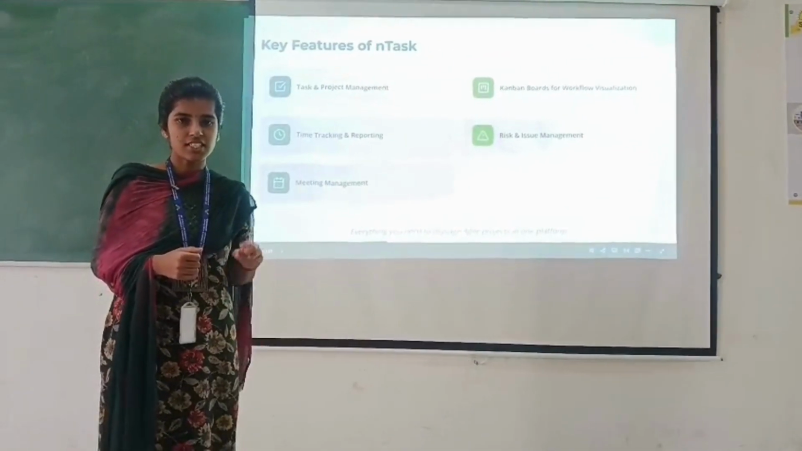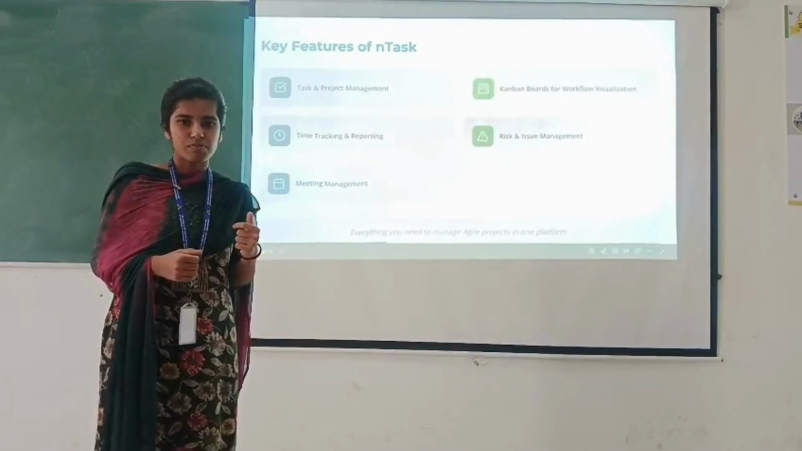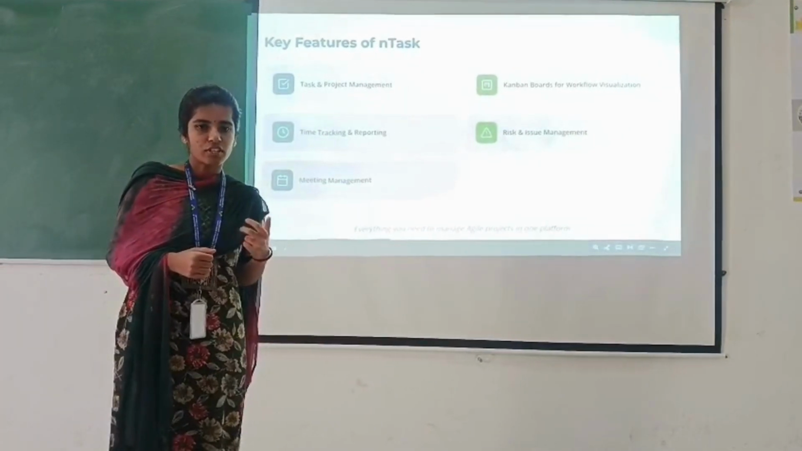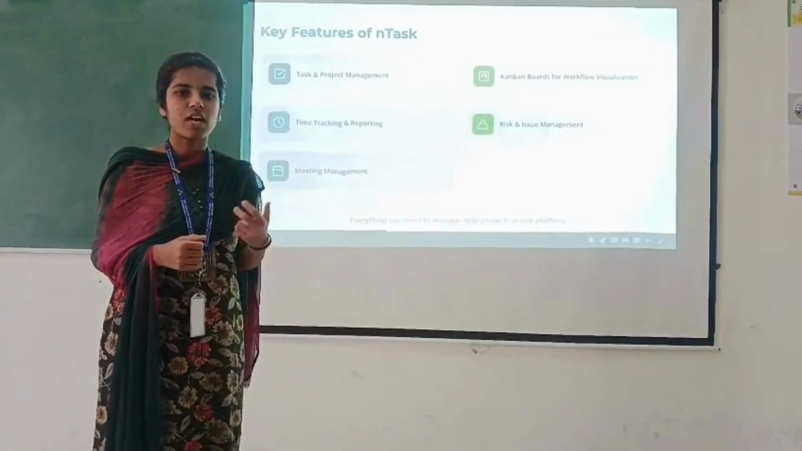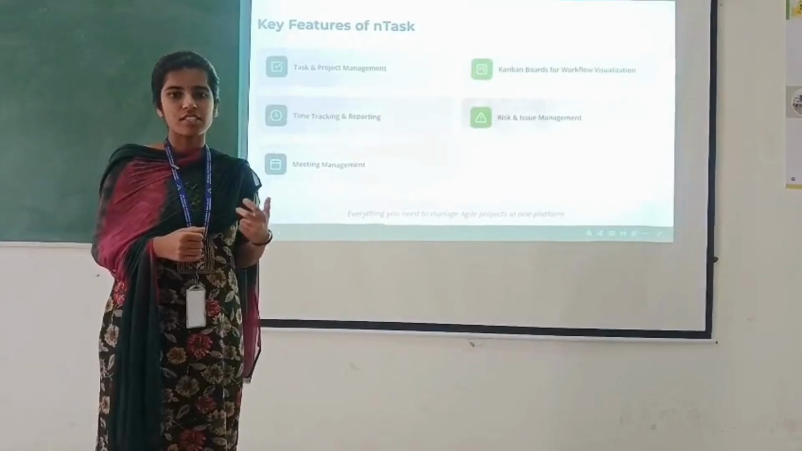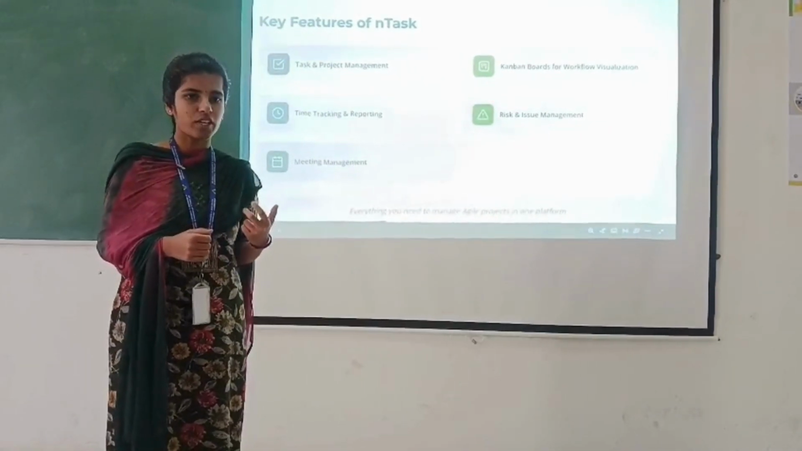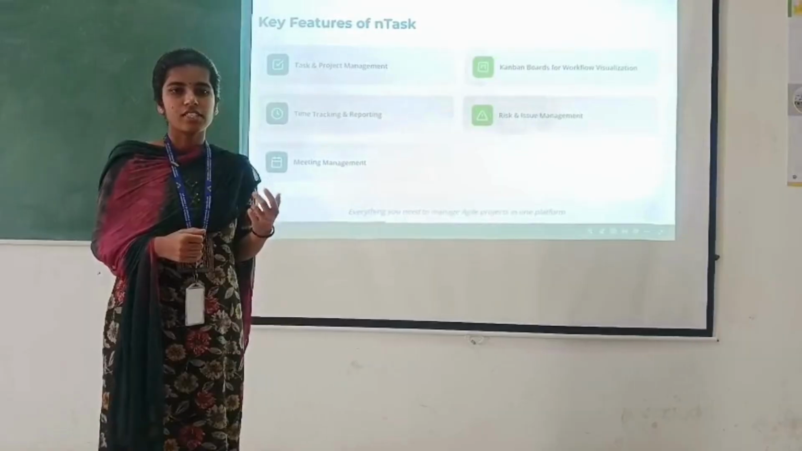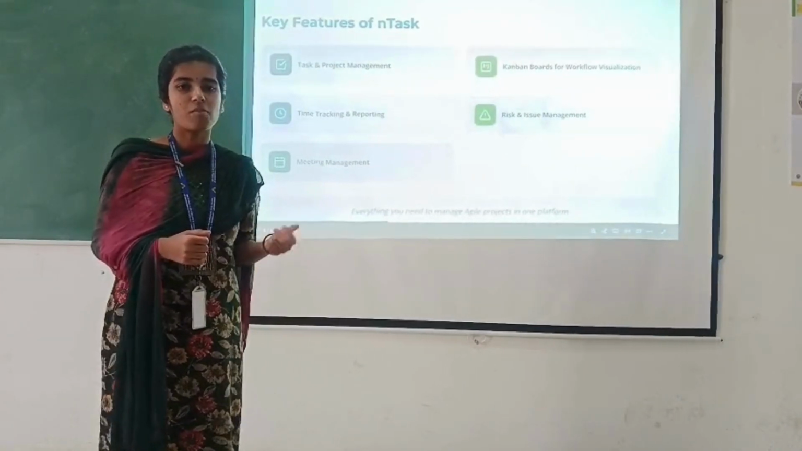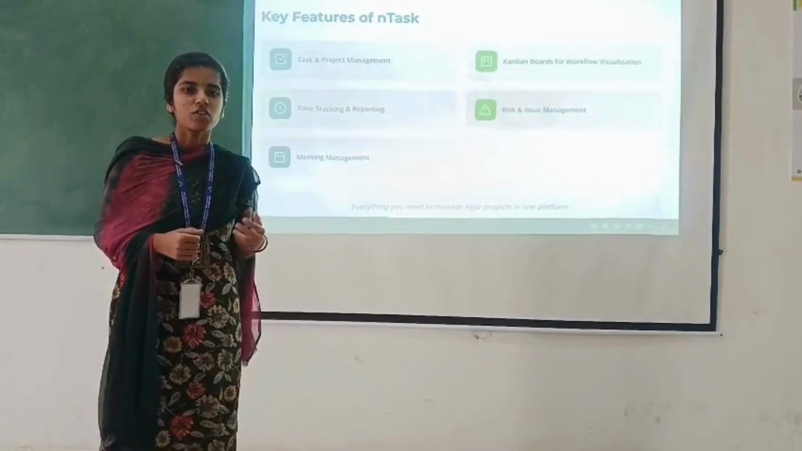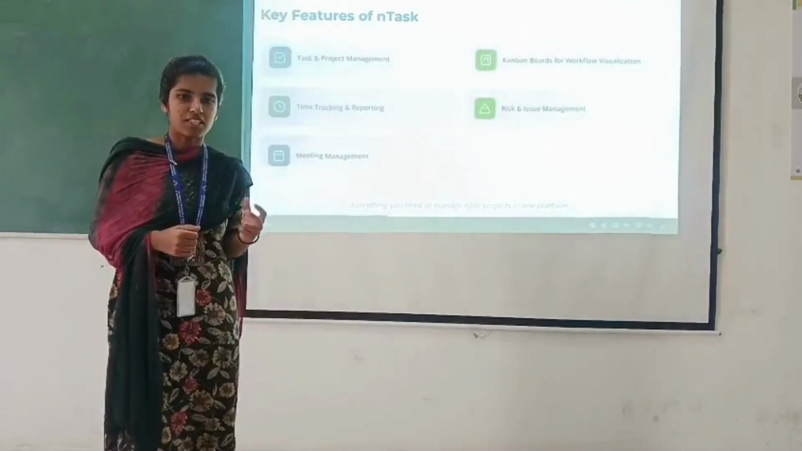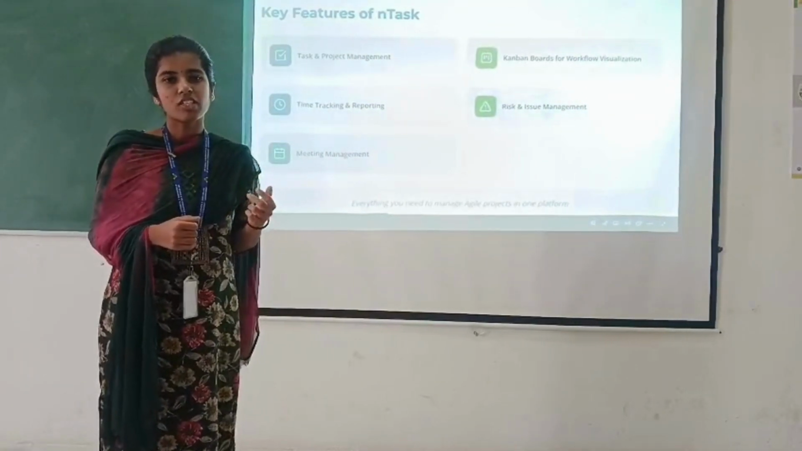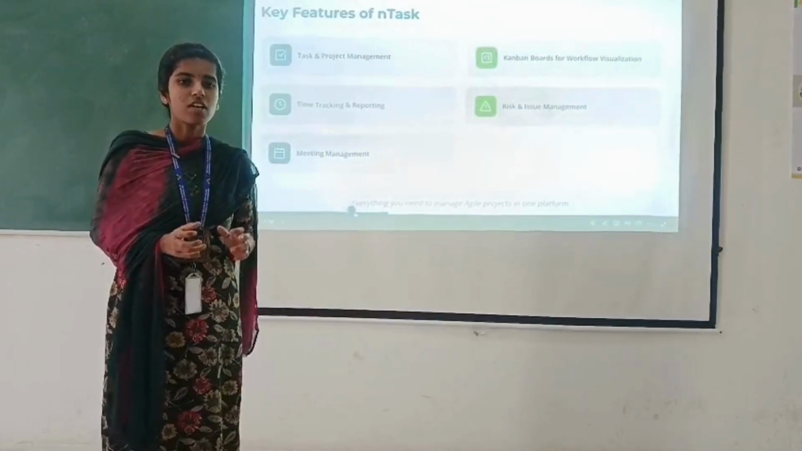Each task in nTask can include a deadline and priority level, attached files, and even comments. Team members can update their task status, for example, marking it as in progress or completed. This keeps everyone informed about where things stand. You can also break down large tasks into subtasks, making it easier to manage complex work in smaller steps.